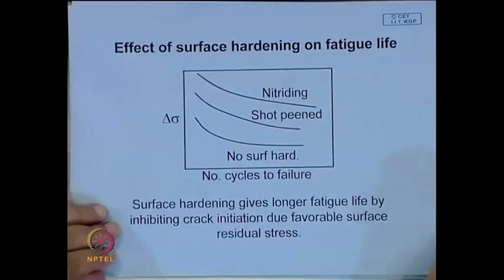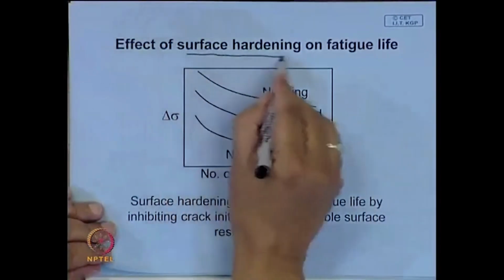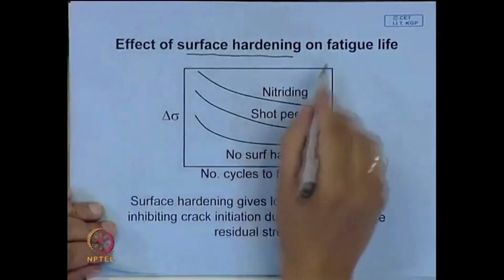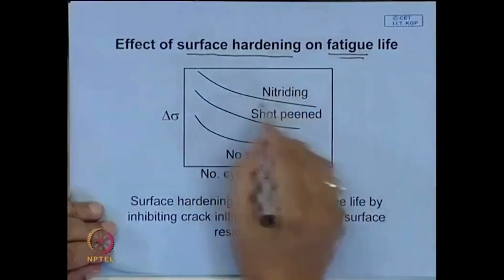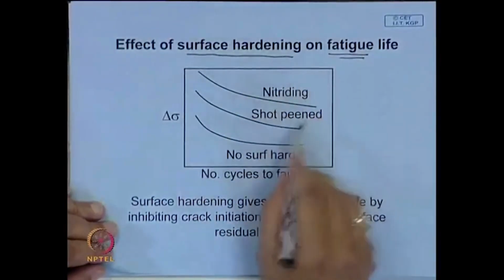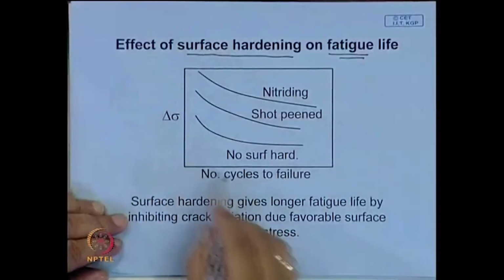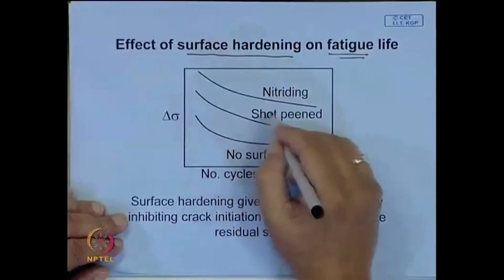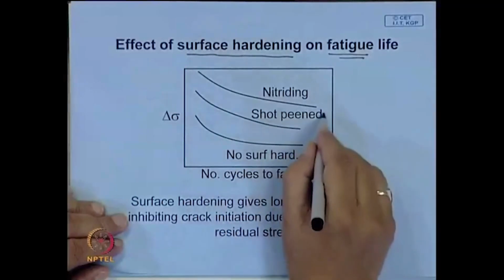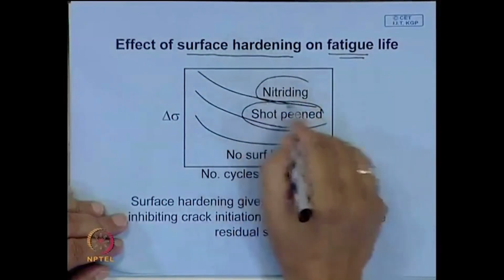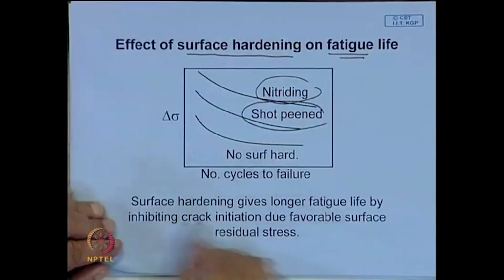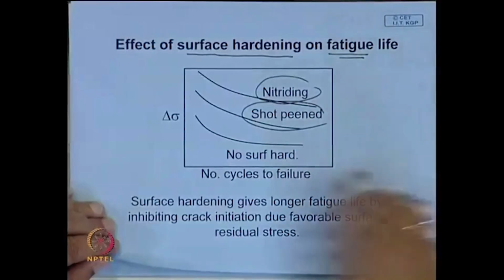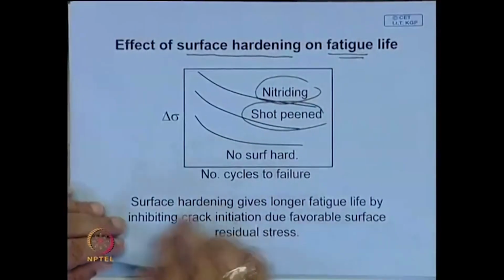The main reason for this is the favorable effect of surface hardening on fatigue life. Many of these rotating components are given this treatment, which is shown over here. This is the endurance limit. It increases by giving this kind of treatment, this is the effect of shot peening, this is nitriding. Many shafts are given this nitriding heat treatment, particularly high performance turbine shafts.